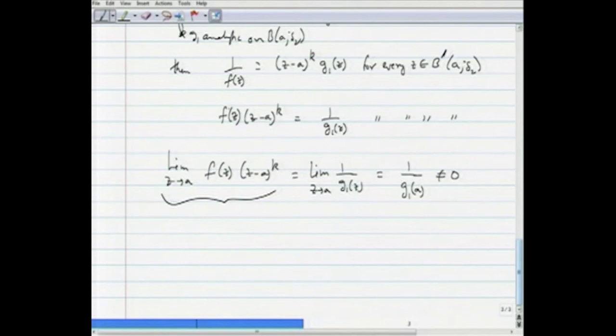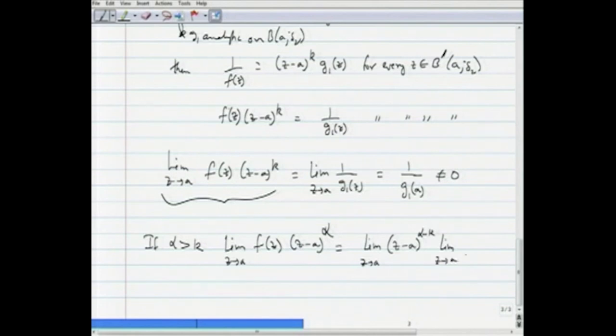And notice that if alpha is greater than k, then the limit as z goes to a of f of z times (z minus a) power alpha is equal to the limit of (z minus a) power (alpha minus k), since alpha is greater than k. So I can subtract k, and then the limit of f of z times (z minus a) power k. This quantity is a finite complex number and this quantity is 0. So this is equal to 0.